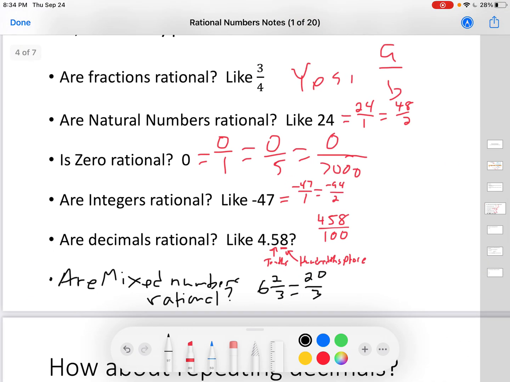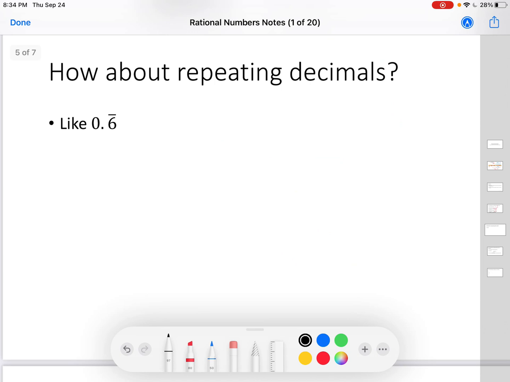Fractions are rational. Natural numbers are rational. Zeros are rational. Integers are rational. Decimals are rational. Mixed numbers are rational. How about repeating decimals, like 0.6 repeating? You remember this is 0.6666666... going on forever.